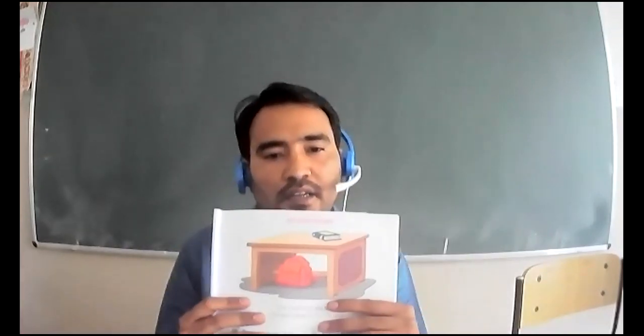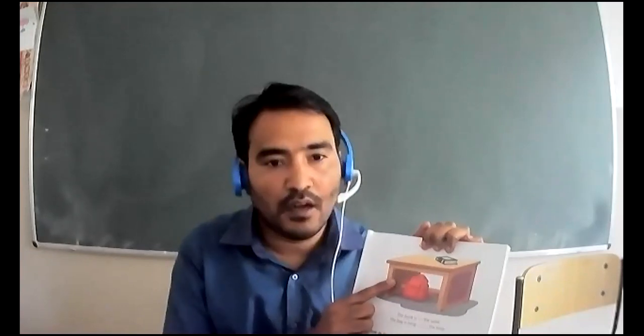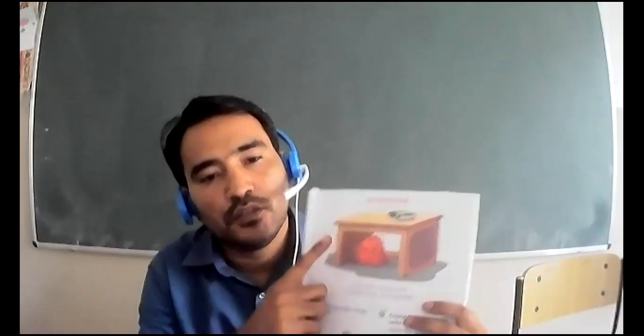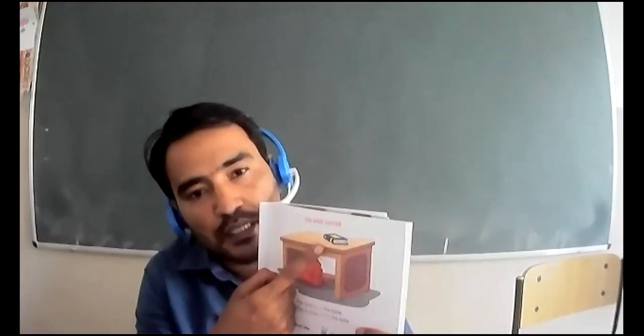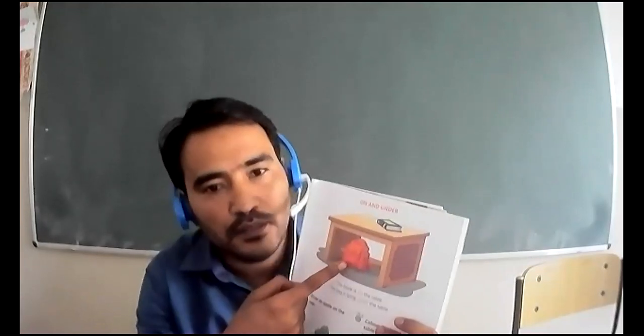So now look at page number 9. Open your textbook to page number 9. The first word is on and under. What is on and under in the textbook? Look at that. One book is on top of a table, and one bag is below. So I will read the sentence: The book is on the table.